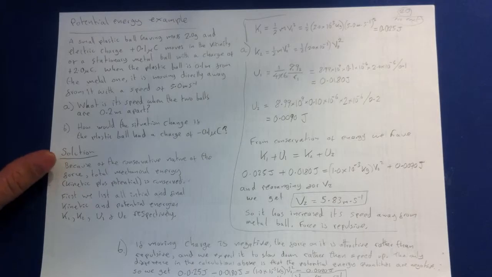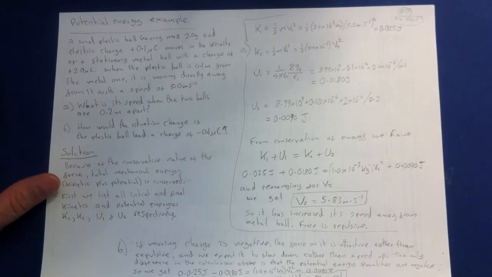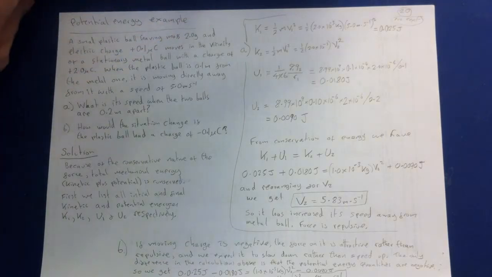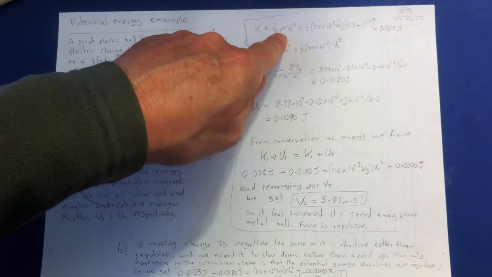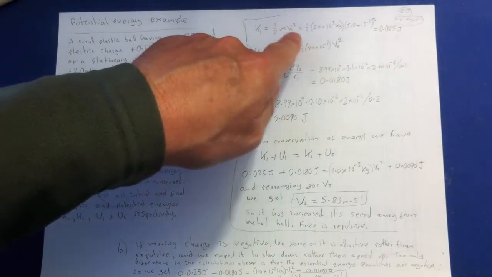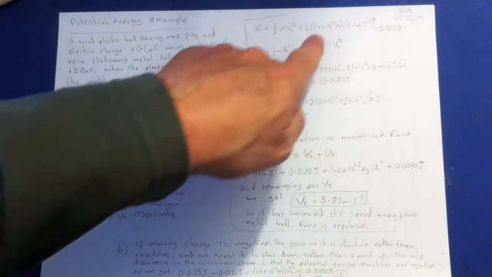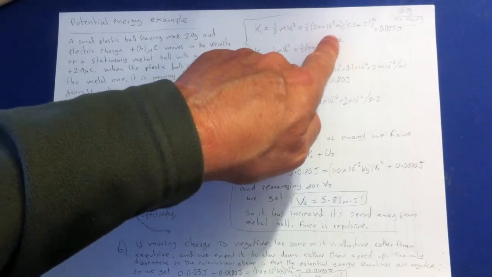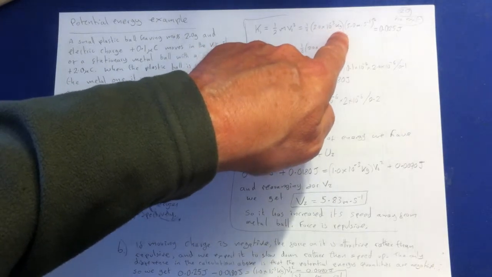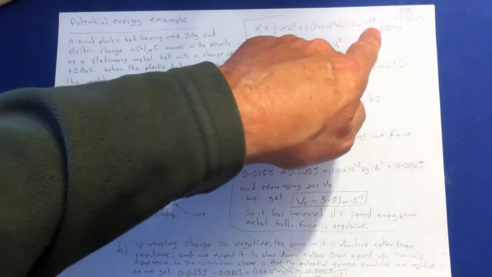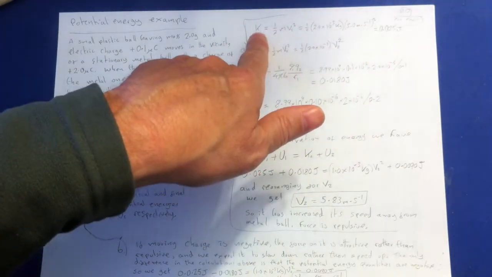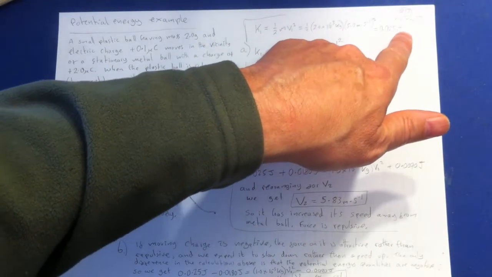Because of the conservative nature of the force, total mechanical energy, kinetic plus potential, is conserved. First, we list all initial and final kinetic and potential energies, K1, K2, U1 and U2 respectively. The initial kinetic energy is half mass times velocity squared. That's the equation for kinetic energy. The mass is 2 grams, so we write this in proper SI units, 2 times 10 to the minus 3 kilograms, and the velocity is 5 meters per second, so we square that. The initial kinetic energy is 0.025 joules.